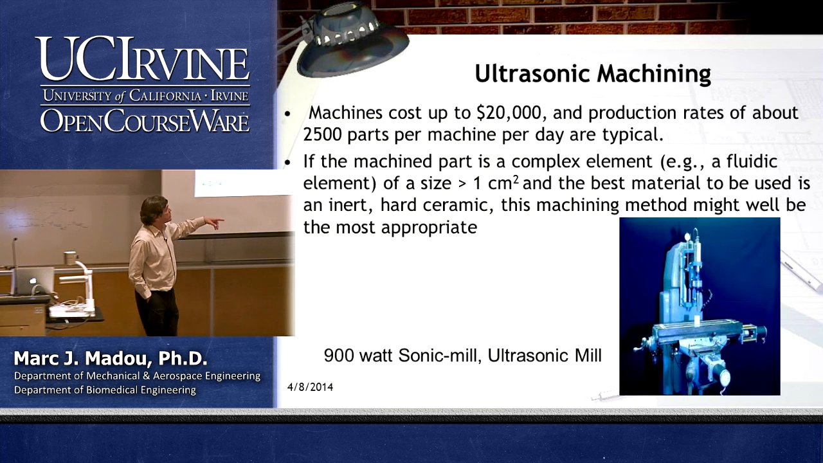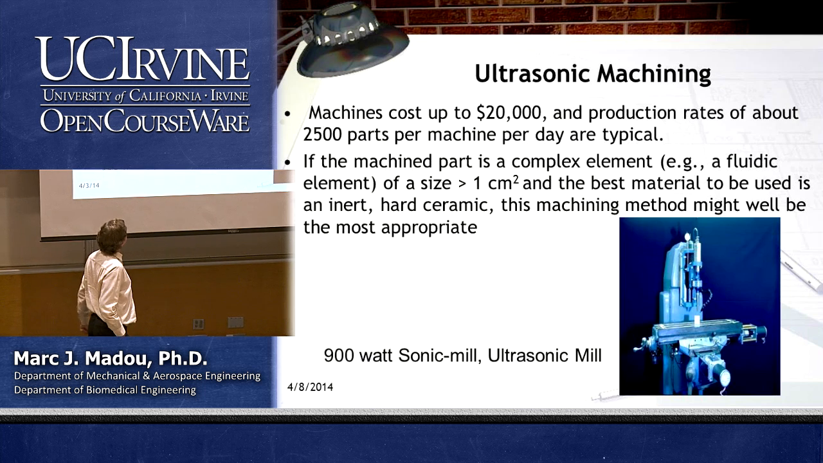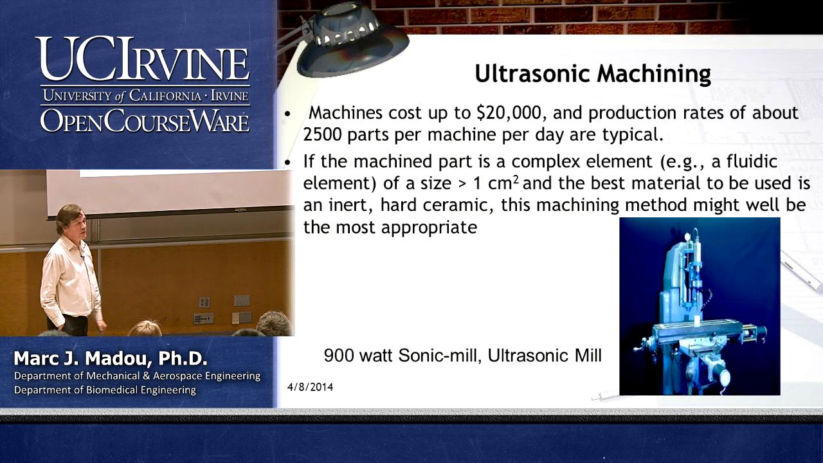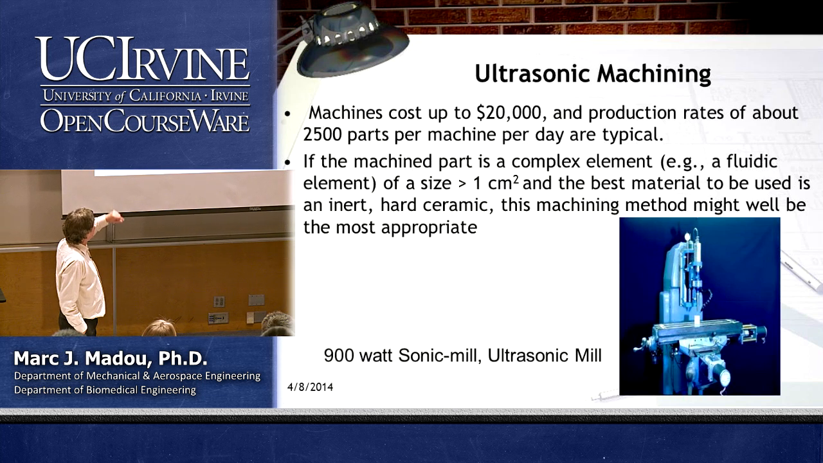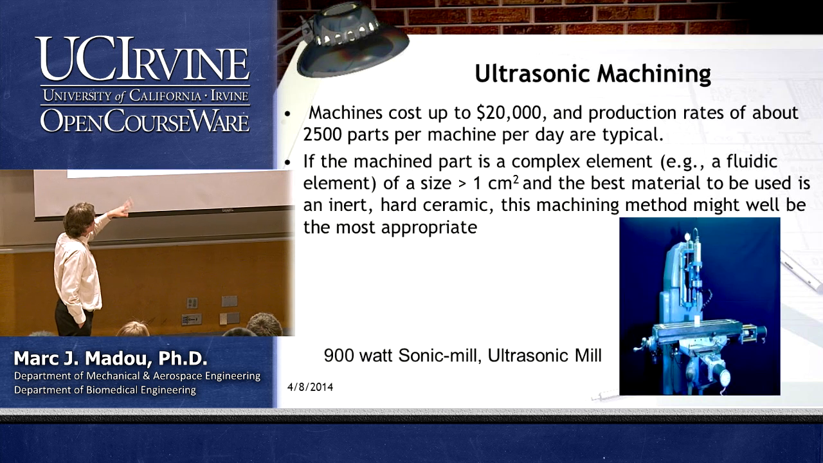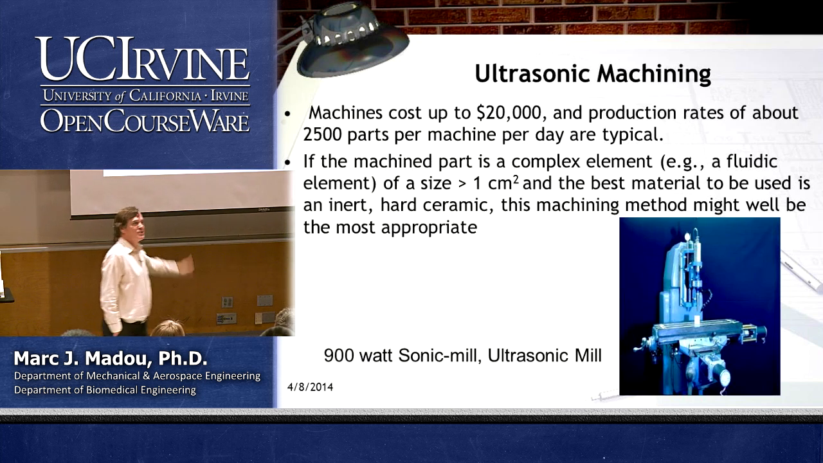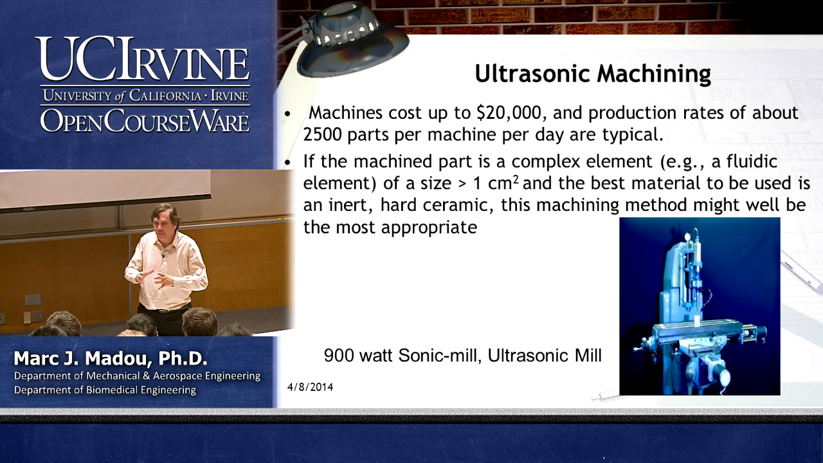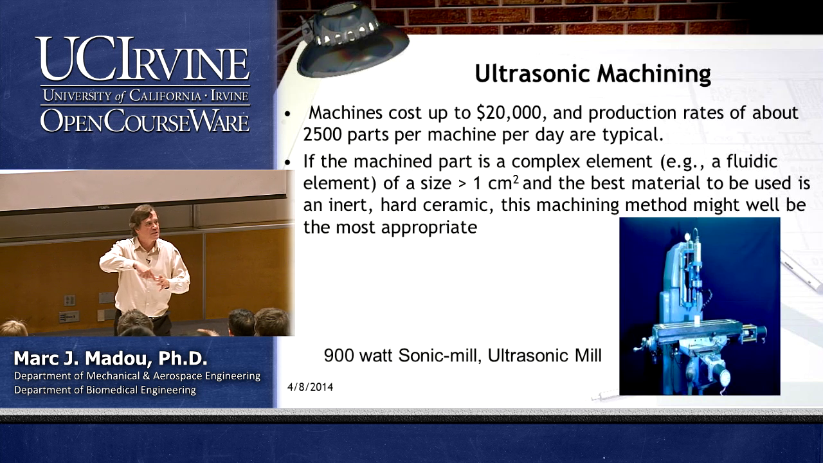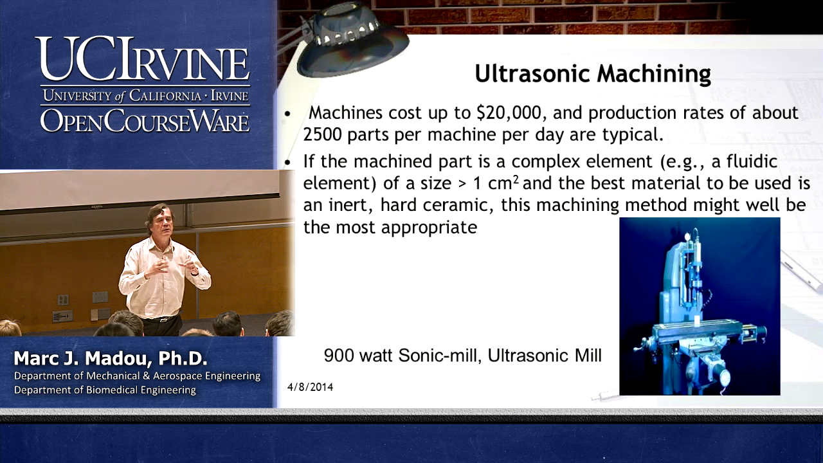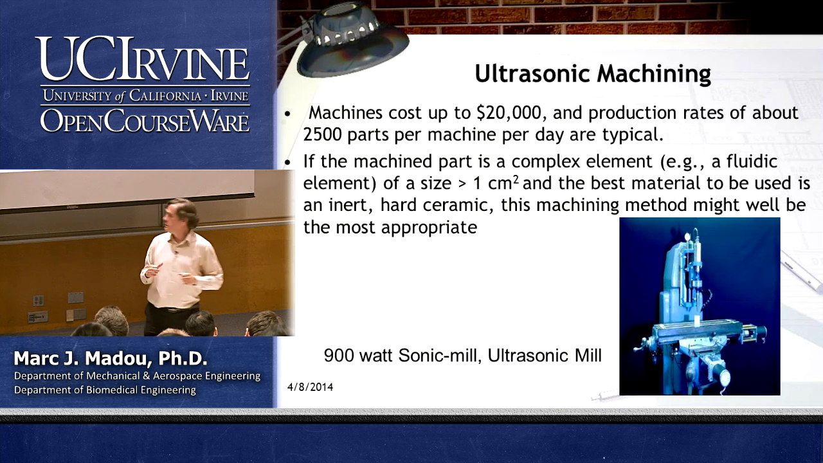This is a typical machine. It's not all that expensive, something like $20,000. Production rates of about 2,500 parts per machine per day are typical. If the machined part is a complex element, let's say a fluidic manifold in quartz, and it's bigger than a centimeter square, and the best material to be used is an inert hard ceramic, that's your technique. For example, if you want to do it in silicon, you would not use that. But if you have to make a fluidic structure, channels for flow of some liquids or gases, and it needs to be in a very inert hard material, and it's a rather large structure, that's a good solution.